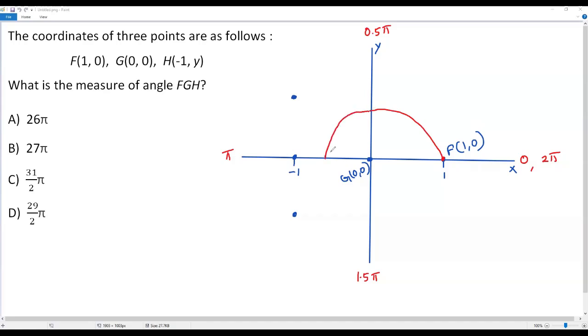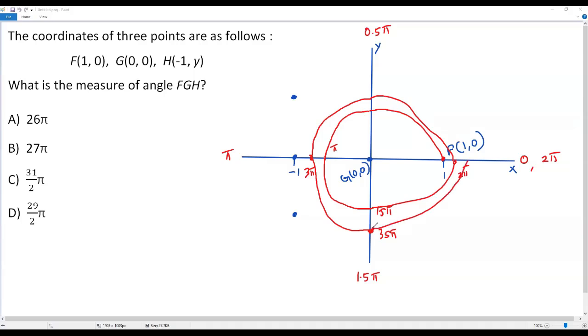When I reach over here, it's pi. And when I reach over here, it's 1.5 pi. And when I reach over here, it's 2 pi, this position. Again, when I reach this position, it's 2.5 pi. Again, when I reach this position, I'm getting 3 pi. And again, I travel, when I reach this position, I'm getting 3.5 pi. Okay, again I travel, when I reach this position, I'm getting 4 pi over here.